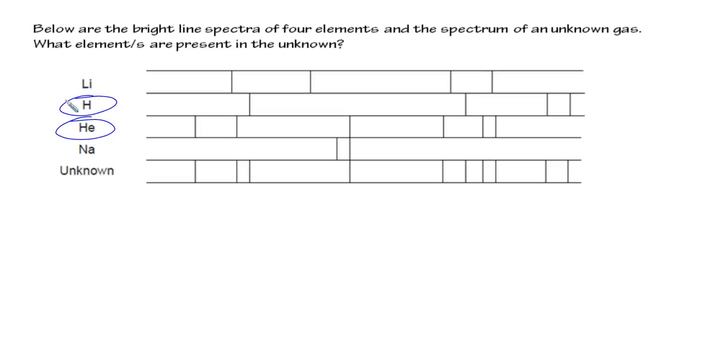And they may do this on a multiple choice question and say A, B, C, D, E, F, G. Which elements are present in the unknown? And if it's not colored, then I'm just trying to match up these patterns of bands that would be colored from real lab data.